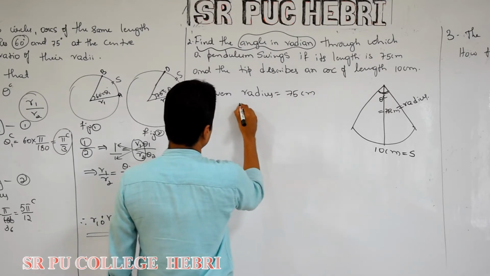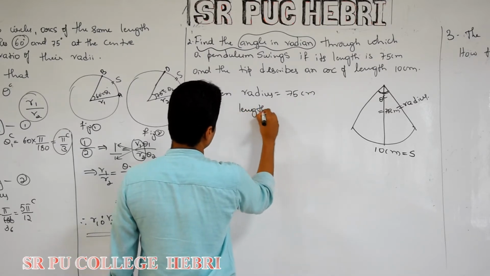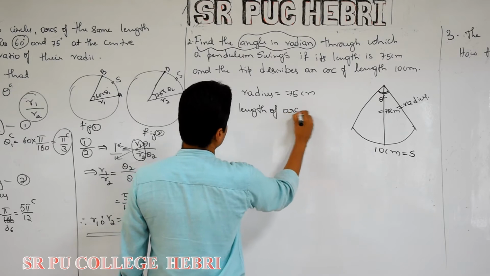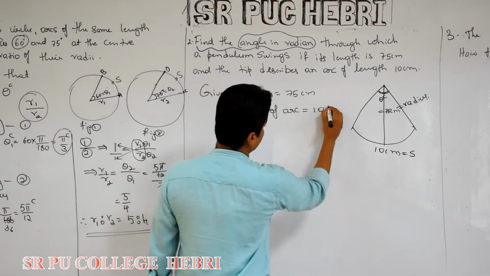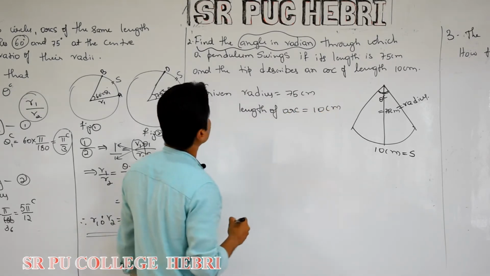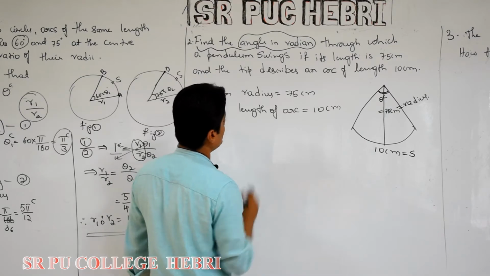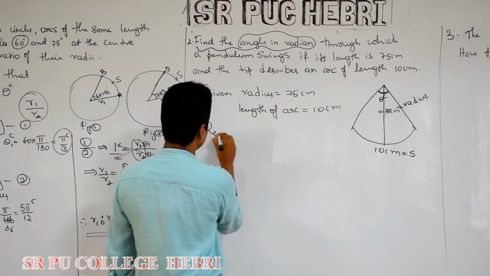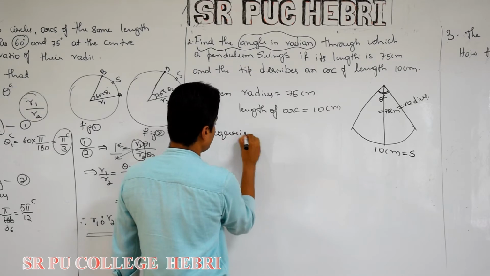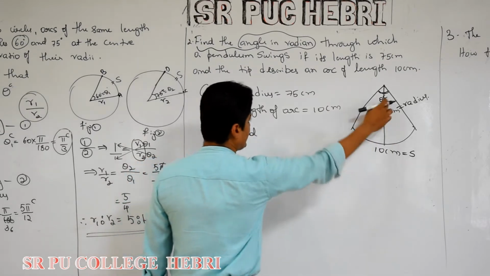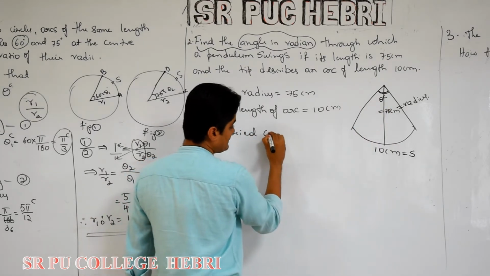What is the length of the arc? 10 centimeter. Correct, no? Then what is required? The angle subtended by this arc at the center. So required is the central angle.